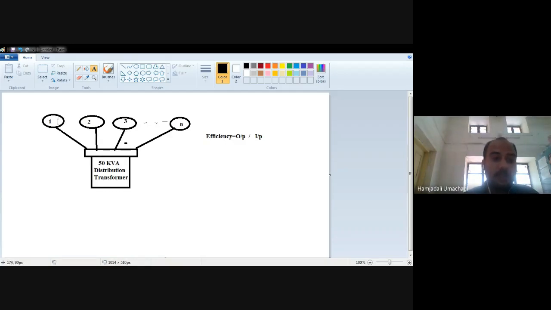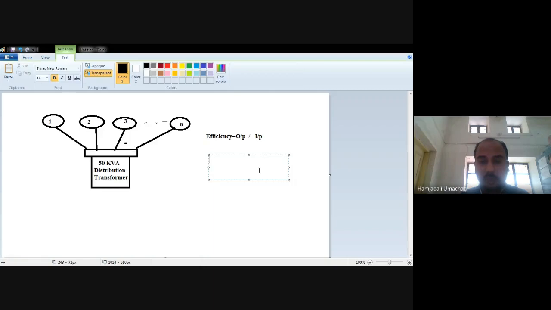So now, if I get the information of the transformer, instead of expressing the information in kilowatts, if I express it in kilowatt hours, kilowatt means power.